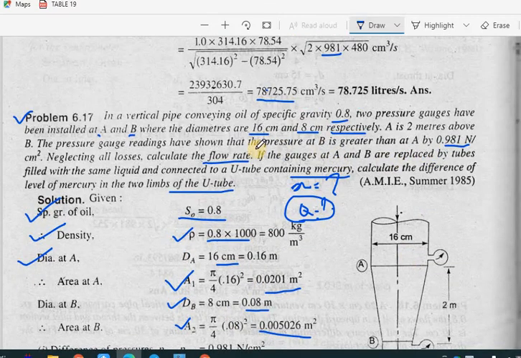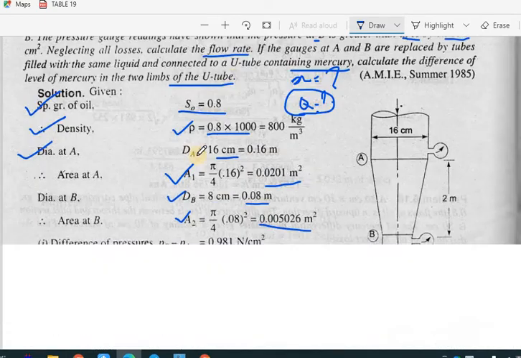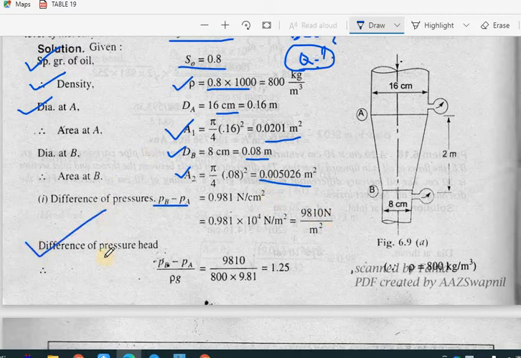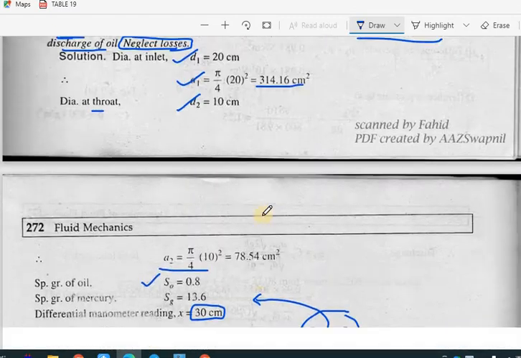Now it has been provided that the difference of pressure, that is PB minus PA, because it is clearly mentioned here that the pressure created at B is greater than at A. So it will be PB minus PA, because the pressure at B is greater and the pressure at A is less. PB minus PA is given as 0.981 Newton per centimeter square. In order to convert it into meter square, multiply by 10 to the power 4. So it will be 9810 Newton per meter square. Now the difference of head we can get from here, because the difference of head formula is, over here you can see.